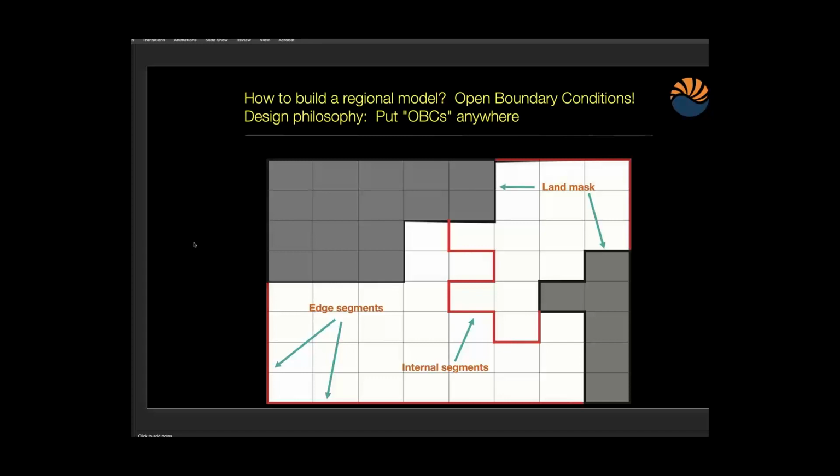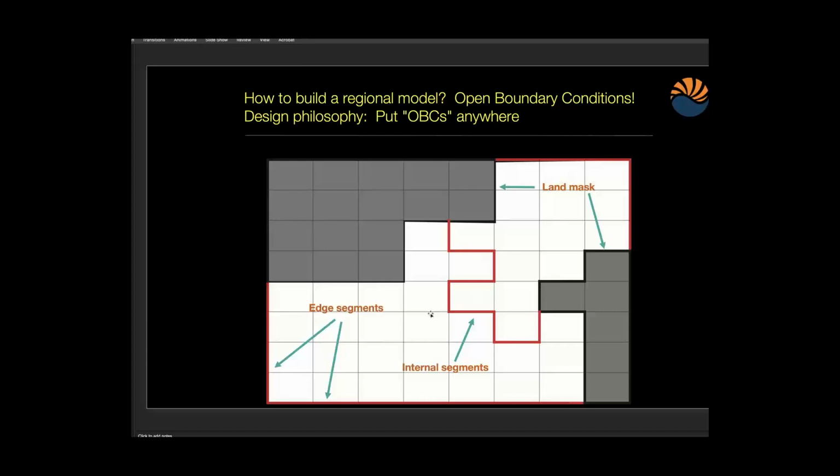So we designed, right? So how do you build a regional model? You code up some open boundary conditions. But what we did in our design philosophy was, rather than think of it as a boundary condition that's actually on the boundary of your grid, we designed these segments that you can put anywhere. You can think of them as lines where you are solving a different set of equations, whether they are your radiation conditions or whatever different physics or dynamics you may want to implement on a particular line. And we call those your boundary segments.